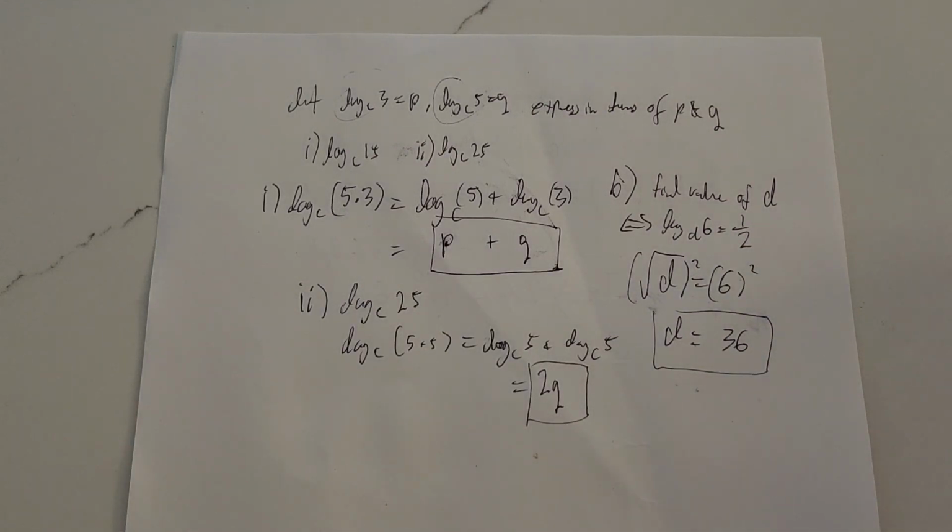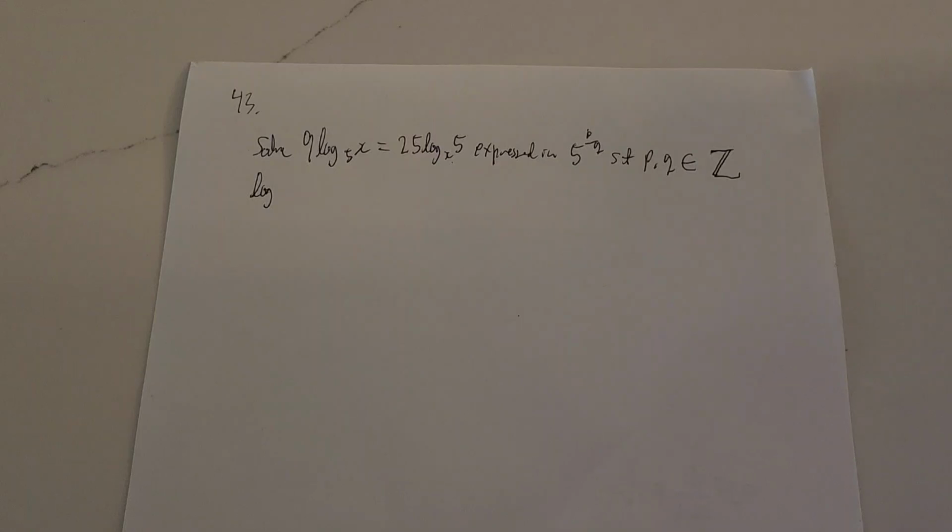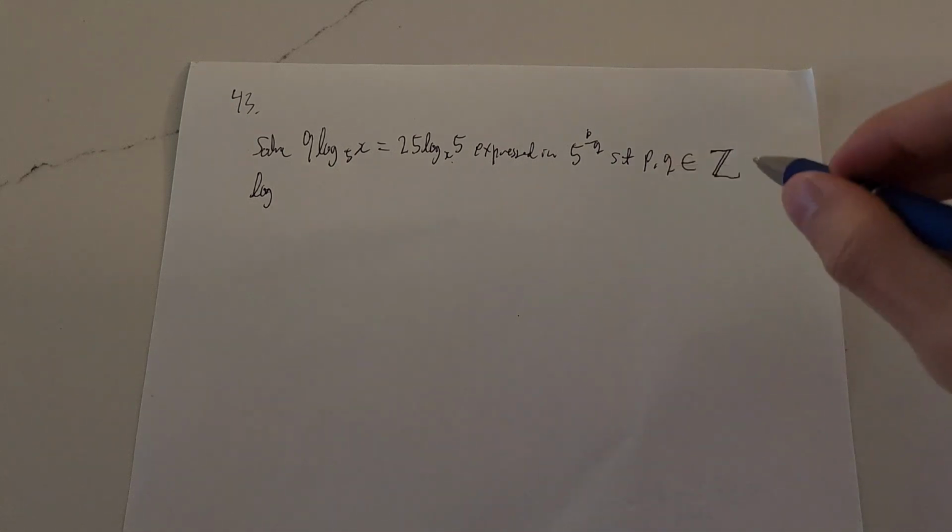And we complete question 25. Moving on, in question number 43, we are asked to solve 9 times log base 5 of x is equal to 25 log base x of 5, expressed in the form 5 to the power of p divided by q, such that p and q exist as integers.